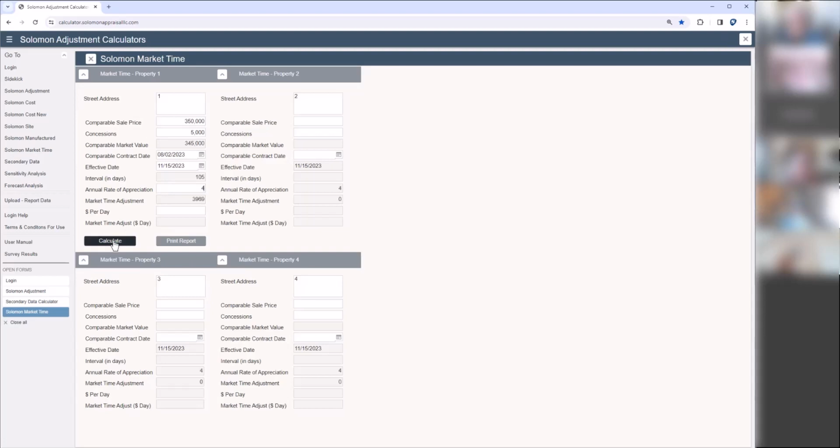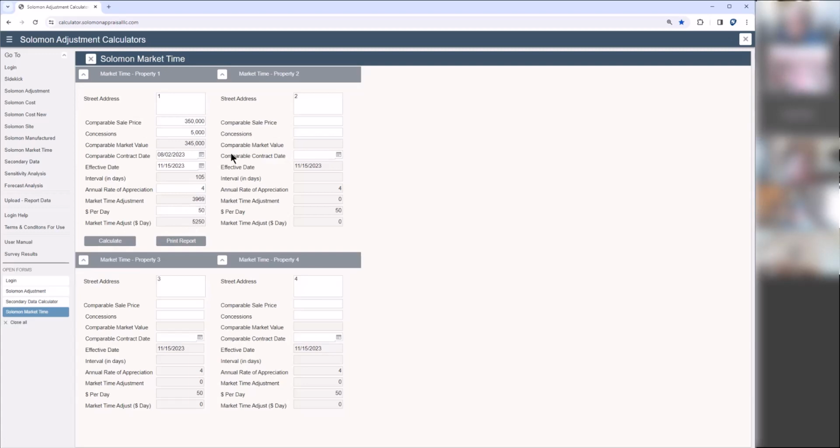So when I click calculate, the first thing it does is it subtracts and finds out how many days have transpired. And then it takes those number of days and divides by 365 to get the percent of a year and multiplies that by 4. And the adjustment is $4,000. Now, if you prefer dollars per day, and there are techniques to get dollar per day adjustments, $50 a day is $5,200.